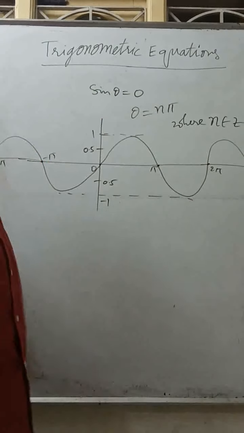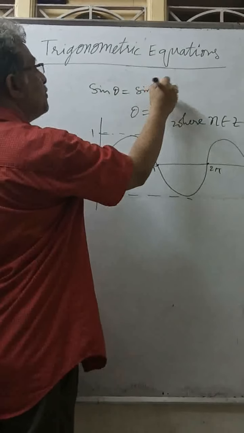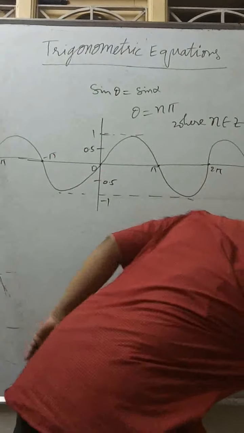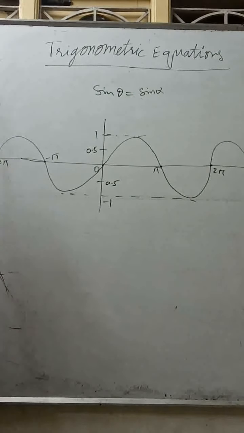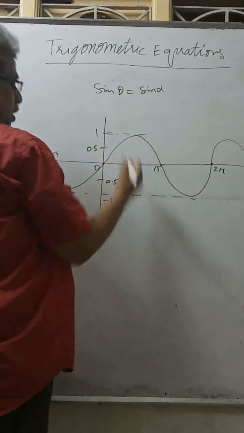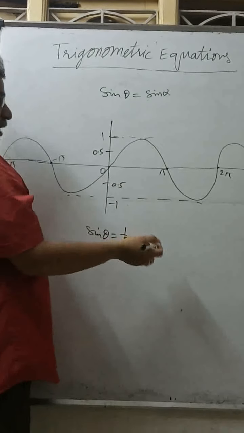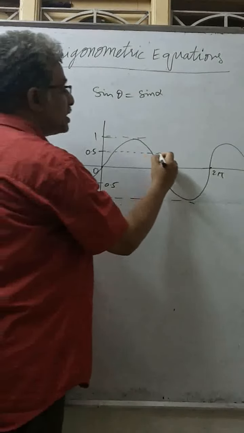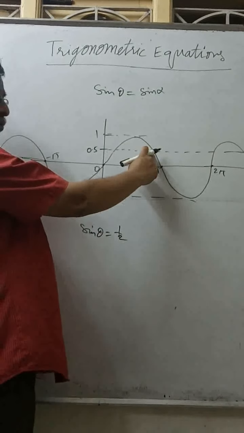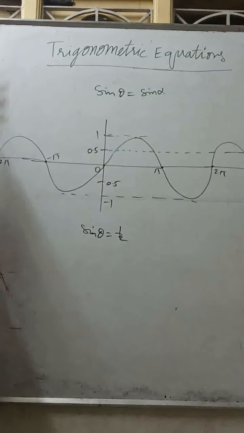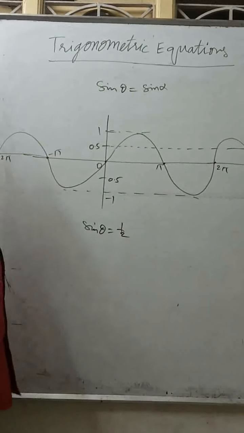Now we discussed sin theta equal to sin 0 in this graph. Now if it is sin theta equal to sin alpha, what will be the general solution? What will be the general solution? The graph is the same. If, for example, I am taking sin theta equal to 1 by 2 or 0.5, when does sin become 0.5? At many points on this graph, everywhere. This is 1 by 2 only, 0.5. This is also 1 by 2, 0.5 only. This also. There are many values. So how to find all those values? How to derive that? We will discuss now.